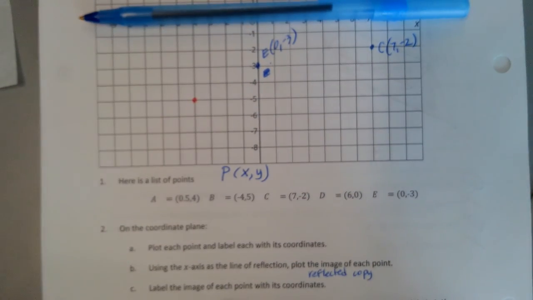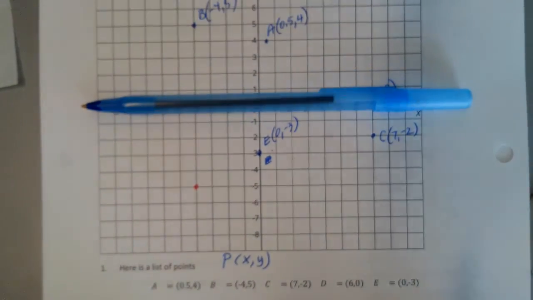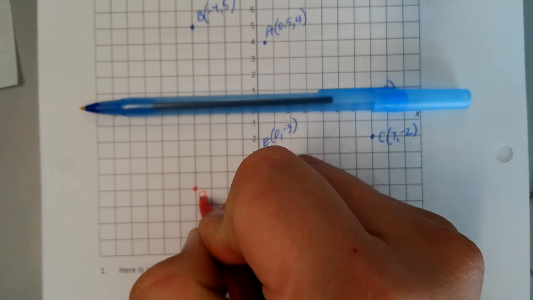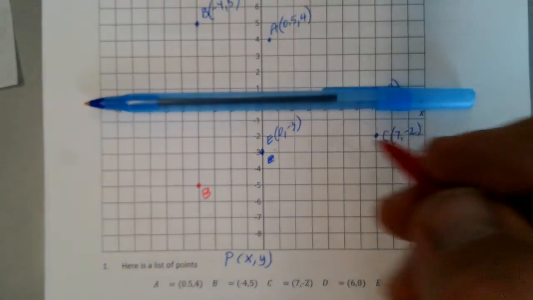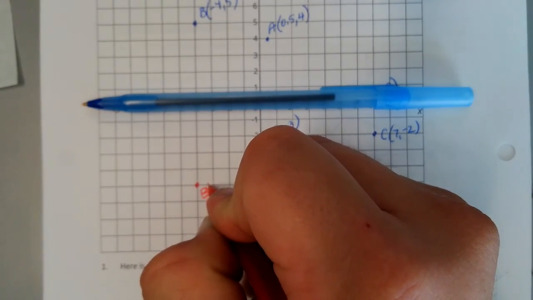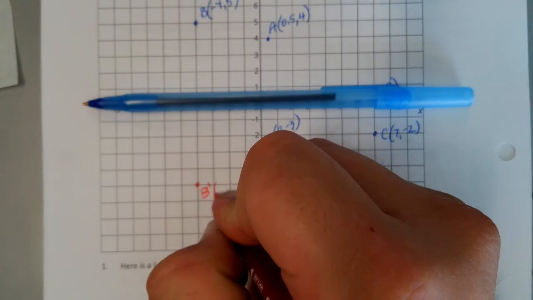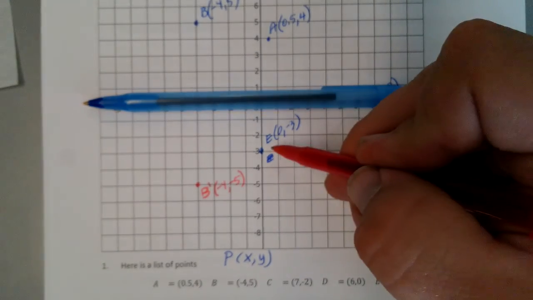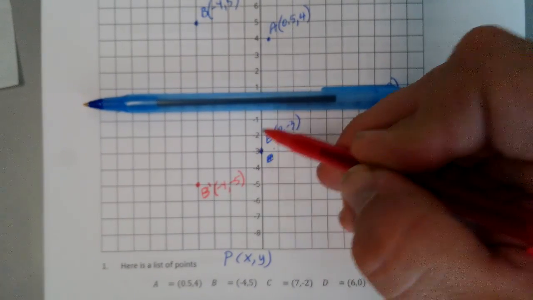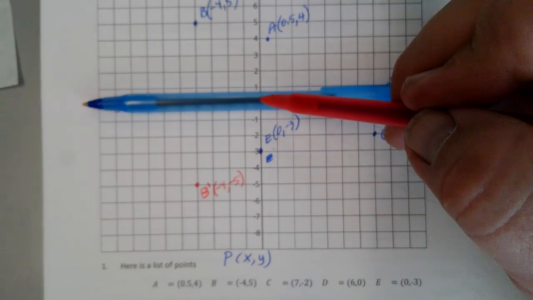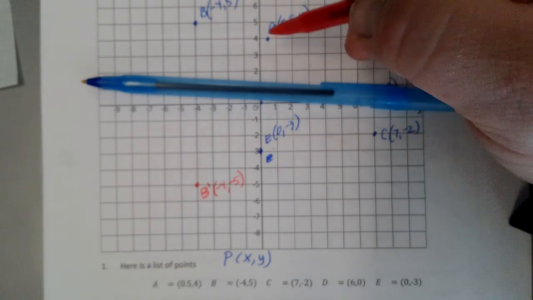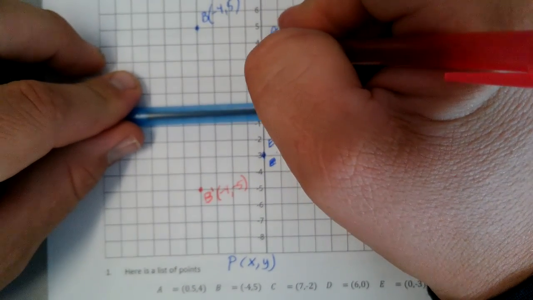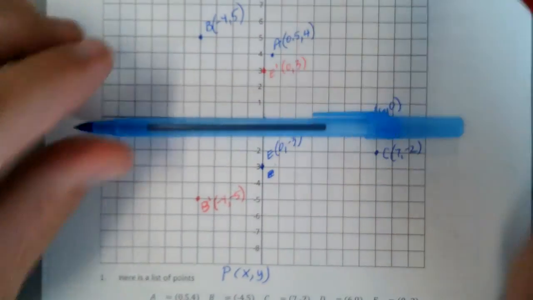Part C tells us to label the image of each point with its coordinates. So I know that when I label that, I need to include a label using a letter, right? This is called point B, but we need to be able to differentiate between B and its image. So we're going to go B prime, which is at -4, and now -5. Point E being at 0, -3, reflecting across the x-axis, 3 units away from it. So it will be 3 units on the opposite side of it, perpendicular, making this point E prime at 0, 3.